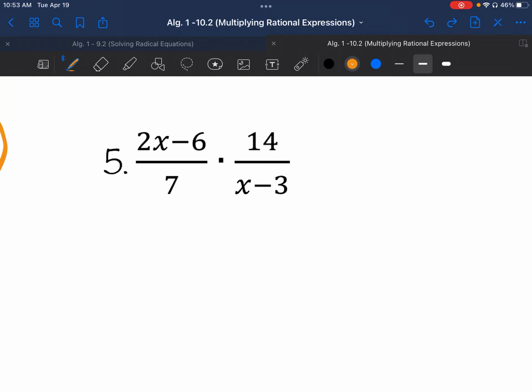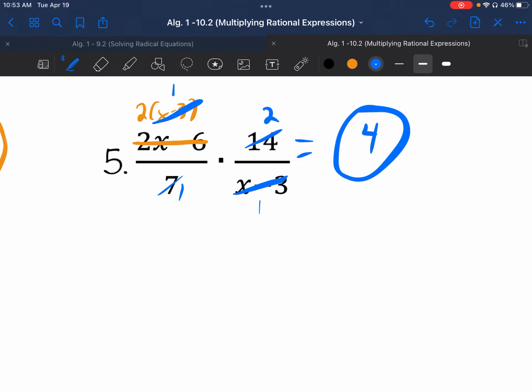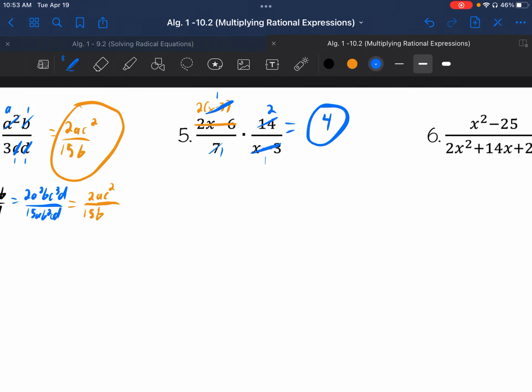So 2x minus 6 can factor to be 2 times x minus 3 by factoring out a 2. Well, now we can reduce this x minus 3 and this x minus 3. And we can also reduce the 7 and 14 to 1 and 2. So on the top we have 2 times 2, which is 4. On the bottom we have 1. So the answer is just 4. So after all of that mess to start, it simplifies to this.